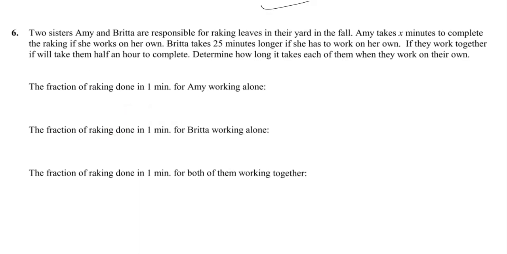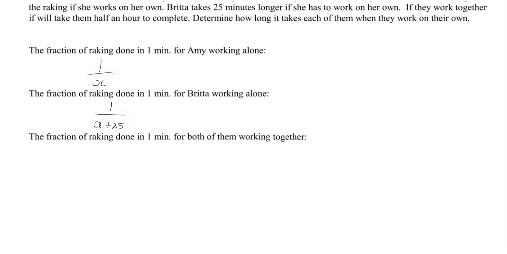Okay, so if it took Amy 1 hour on her own, then each minute she would do 1/60th of the work. Right? If it took her 100 minutes to do, each minute she would do 1/100th. So if it takes her x, each minute she does 1 over x of the work. Now Britta, working alone, would be 1 over x plus 25, right? However long Amy took, Britta takes 25 minutes longer.